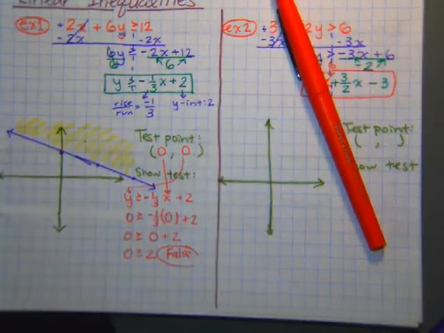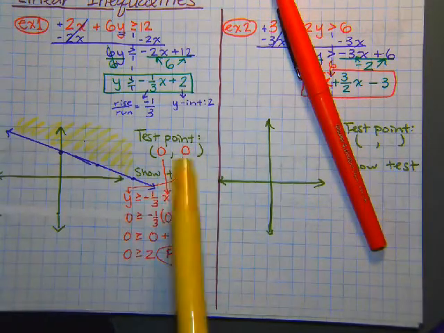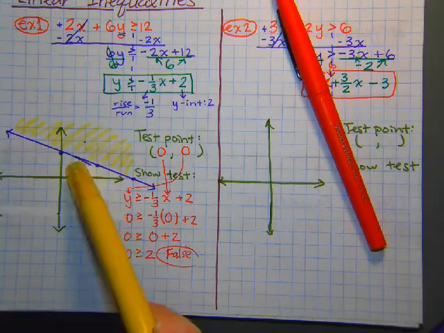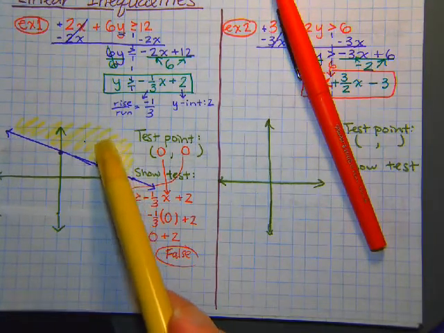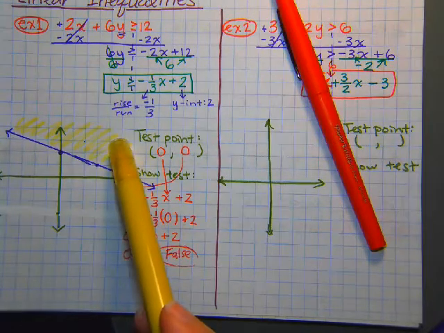And then there you go. Now I have my graph, and I've shown you that I've done a test point to verify that it should not be on this side, it should be on that side. Again, if you want to pick a point over here to make sure that it is indeed true, you can.